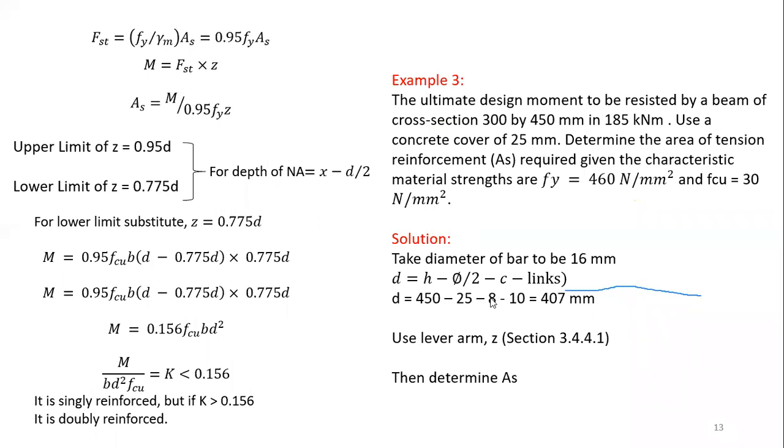Okay, how do we get that 25, sir? That 25 is the cover. In this case you are given it. You can also pick it in your code, but more often than not, we normally use 20 millimeter as cover to reinforcement for beam.